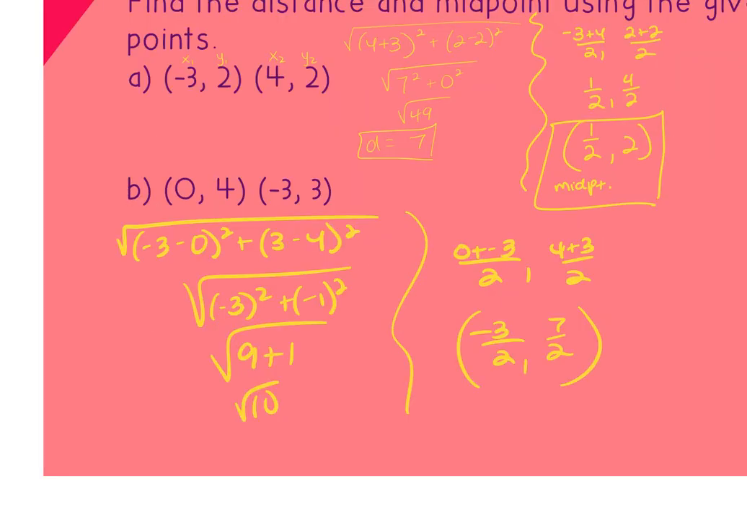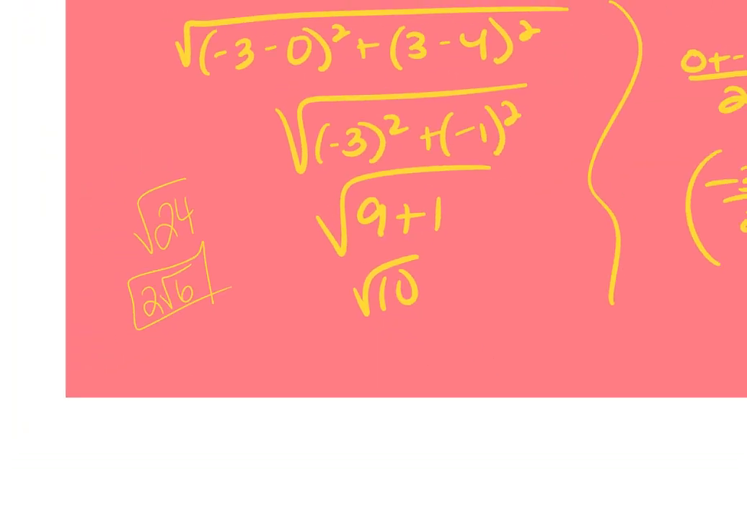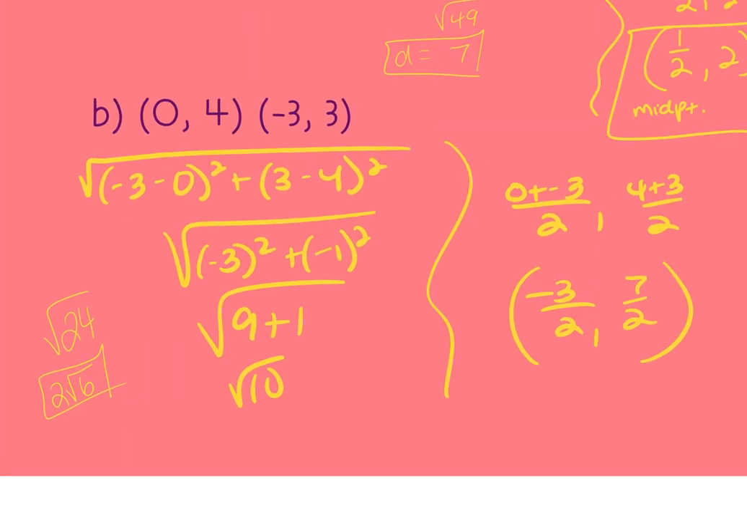All right, so we should have gotten square root 10 for your distance, and then for your midpoint, negative 3 halves and 7 halves. And again, leave them just like that, okay? You don't need to convert them into a mixed number or into decimal form, okay? If your distance resulted in something like square root 24, you cannot leave it. You've got to break it down, right? So that's 4 and 6. The square root of 4 is 2. Square root 6. That's how you would have to format any square root that can be simplified, okay? Make sure that you know how to simplify your radicals, okay?